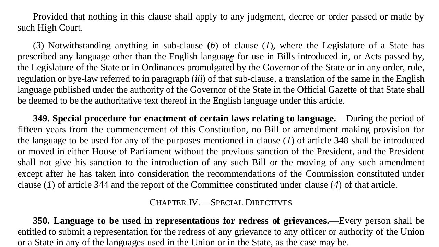3. Notwithstanding anything in sub-clause (b) of clause 1, where the Legislature of a State has prescribed any language other than the English language for the use in Bills introduced in or Acts passed by the Legislature of the State, or in Ordinances promulgated by the Governor of the State, or in any order, rule, regulation or bylaw referred to in paragraph 3 of that sub-clause, a translation of the same in the English language, published under the authority of the Governor of the State in the Official Gazette of that State, shall be deemed to be the authoritative text thereof in the English language under this article.